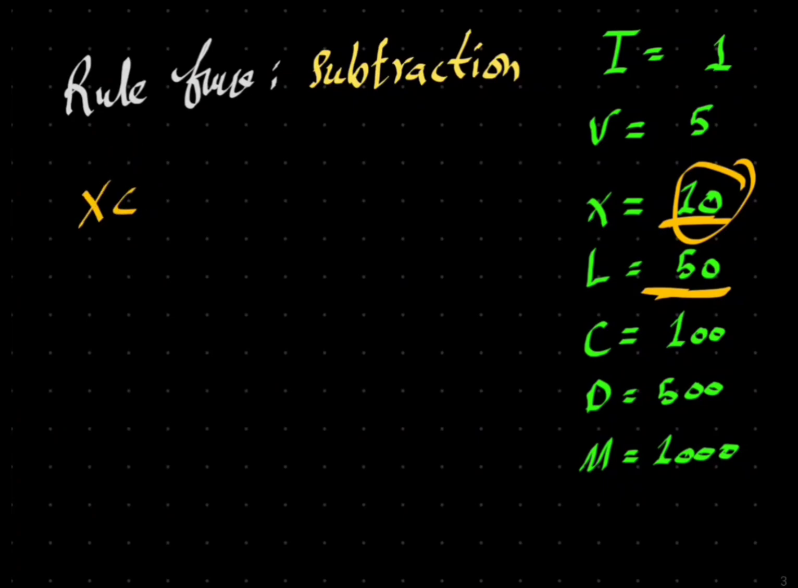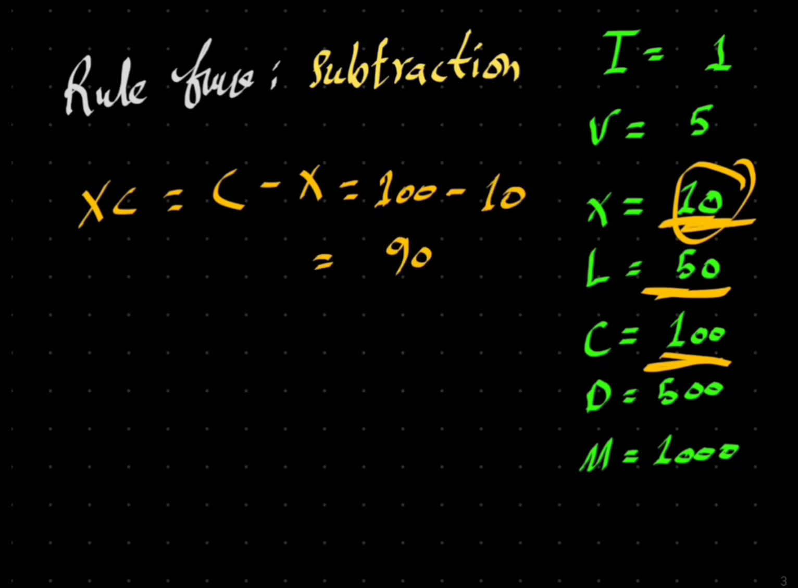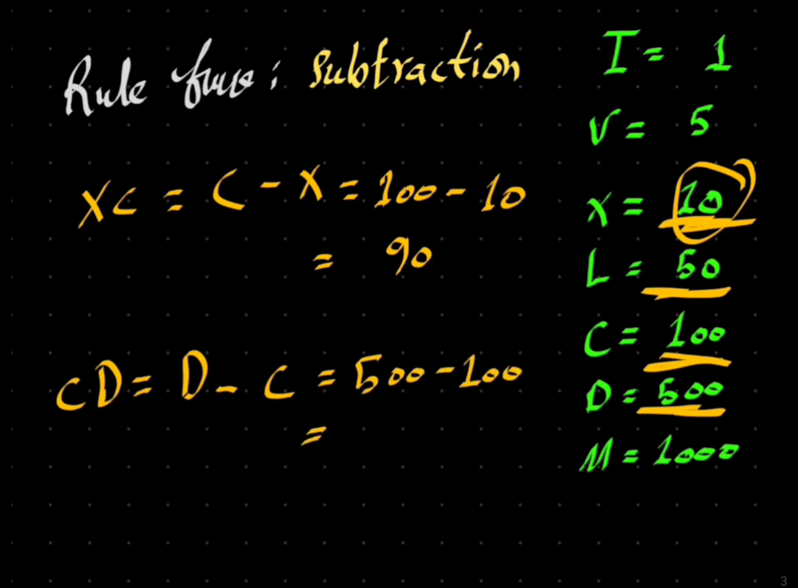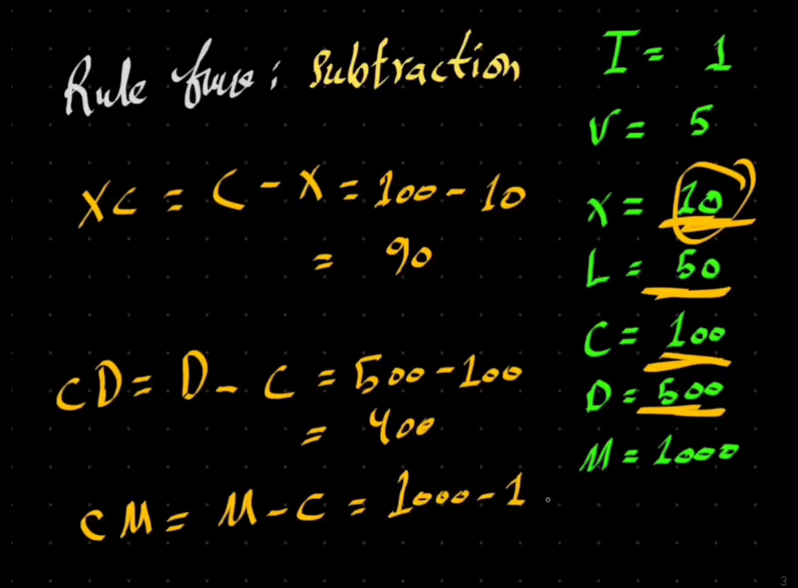Let's take XC. C minus X, which equals, C is 100, minus X, which is a 10, equals 90. Now CD. D minus C, which equals 500 minus 100, equals 400. Now CM equals M minus C, which equals 1000 minus 100, equals 900.